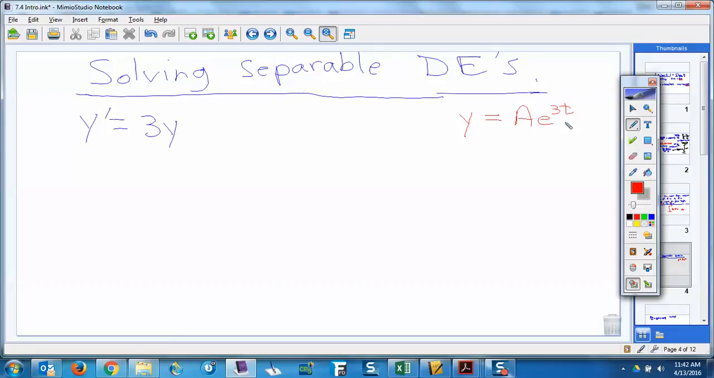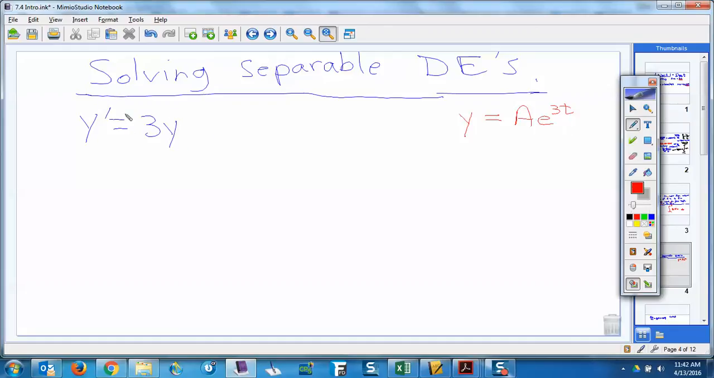Okay, 441. All right. Separable differential equations are typically going to involve multiplication and division. Now, the reason we're going to call these separable is we can separate the x and the y, or the t and the y, or whatever it is.